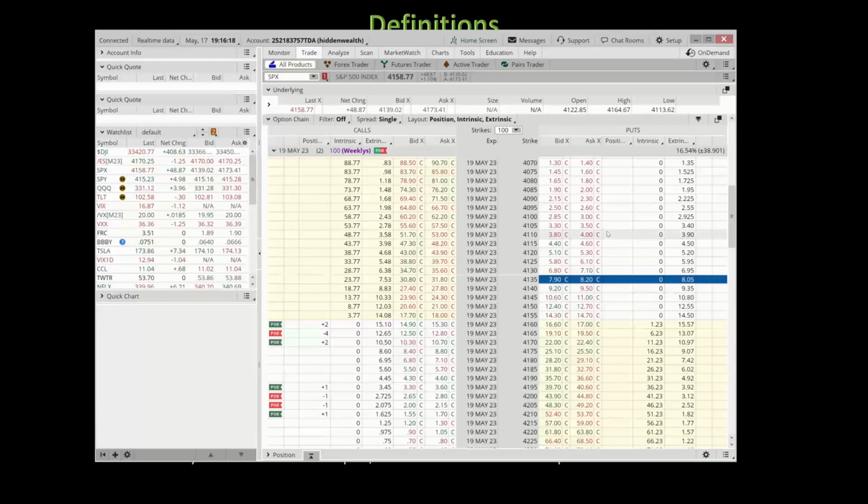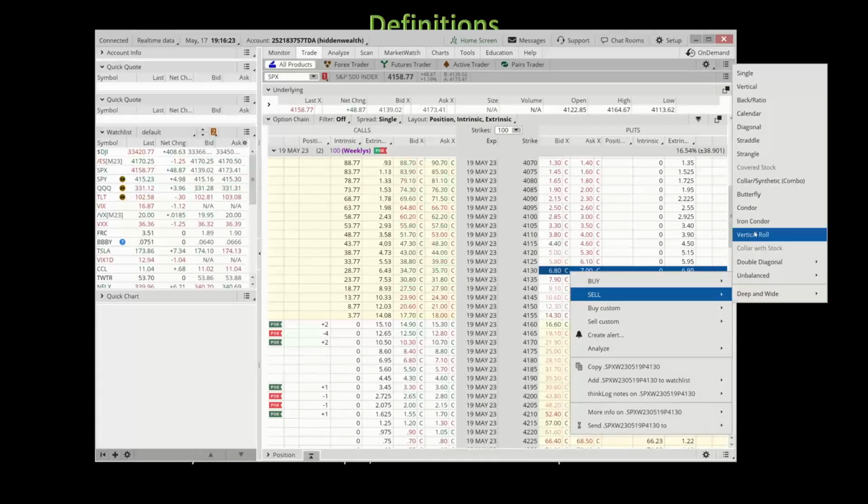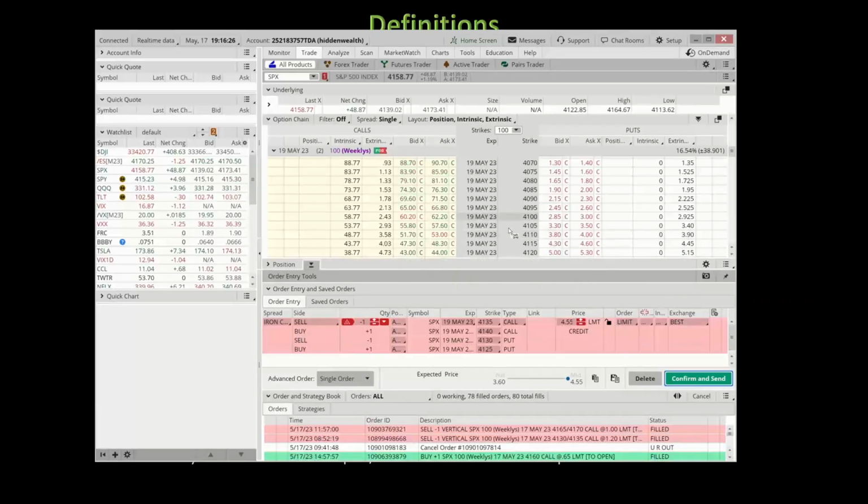The iron cockroach is a way of selling premium, just like an iron condor. So let's say we wanted to sell an iron condor, and the market is at 41.58. So we could sell the 41.50, 41.45 put. So that's a little bit out of the money. And we'll sell the 41.65, 41.70 call.